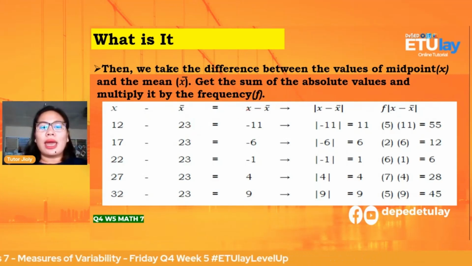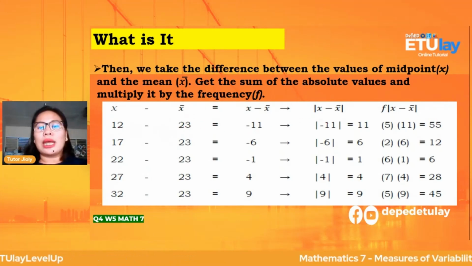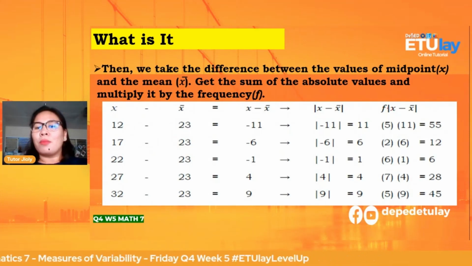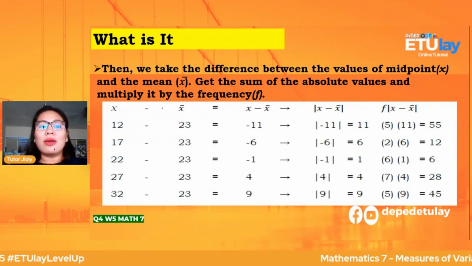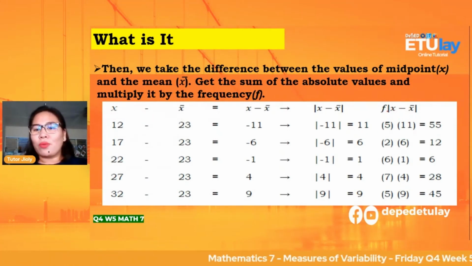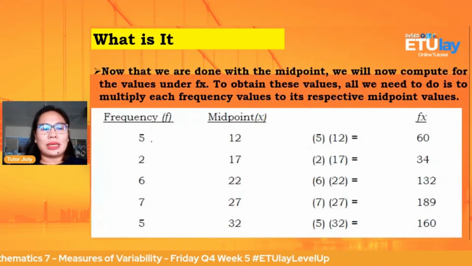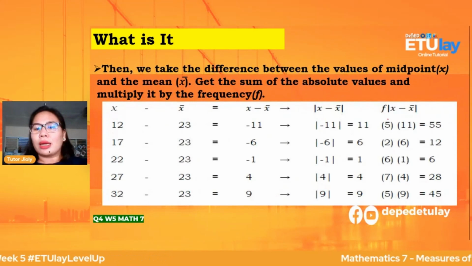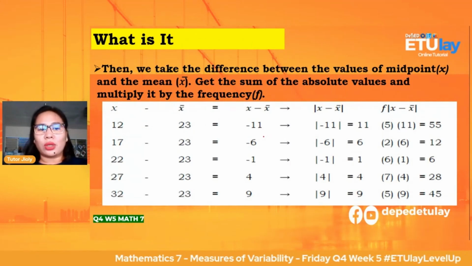Okay, to get the x minus mean, ima-minus lang natin sila. Then kukunin natin yung absolute value. Then pag nakuha na natin ang absolute value, to get the sum of f multiplied to data minus mean, i-multiply lang natin si frequency, okay? Ito yung f na to, that is our frequency. Yung frequency natin, mga anak, that is 5, 2, 6, 7, 5. So, ang gagawin natin, again, we're going to subtract.